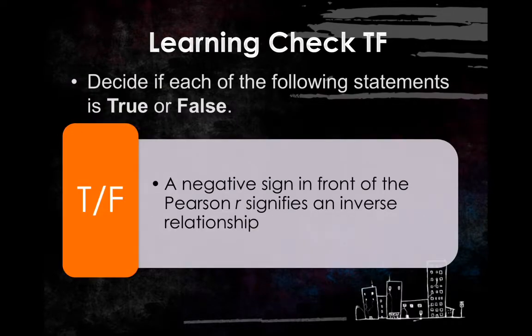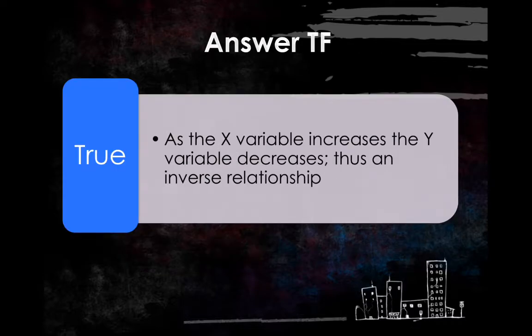What about this one? A negative sign in front of the Pearson's R signifies an inverse relationship. Absolutely, right? As the x variable increases, the y variable decreases, and it's going to create what we call an inverse relationship versus a positive relationship.